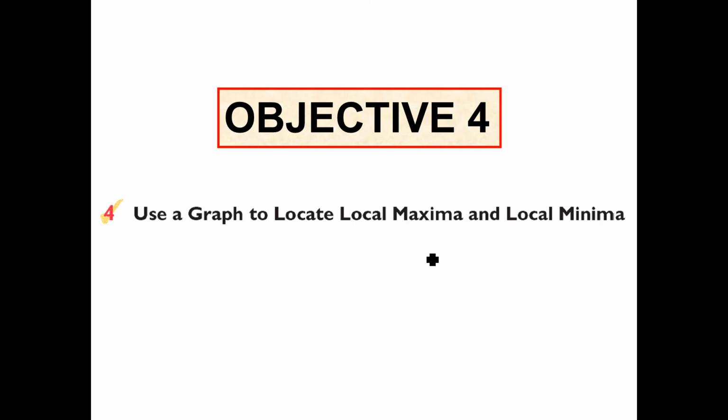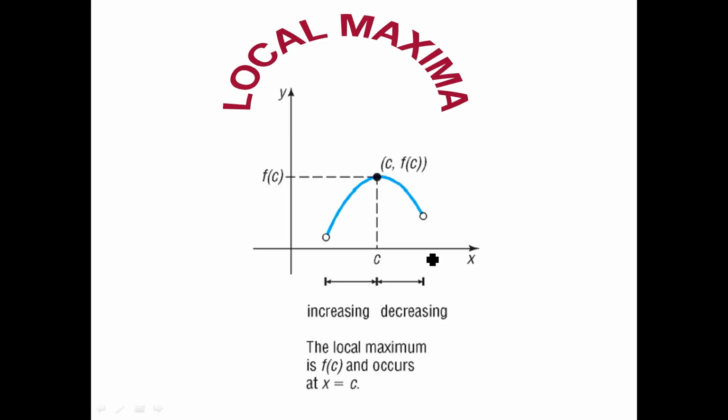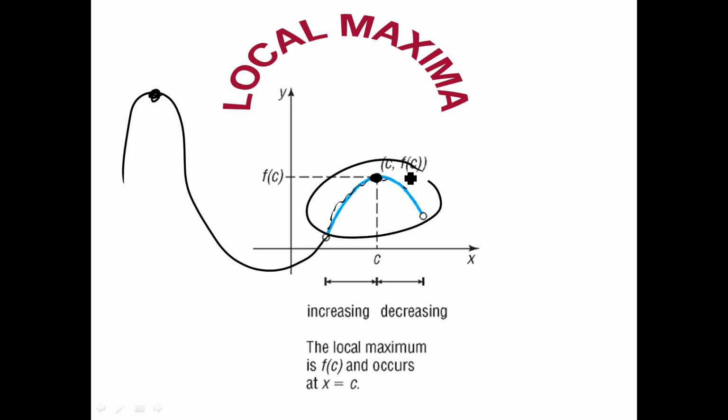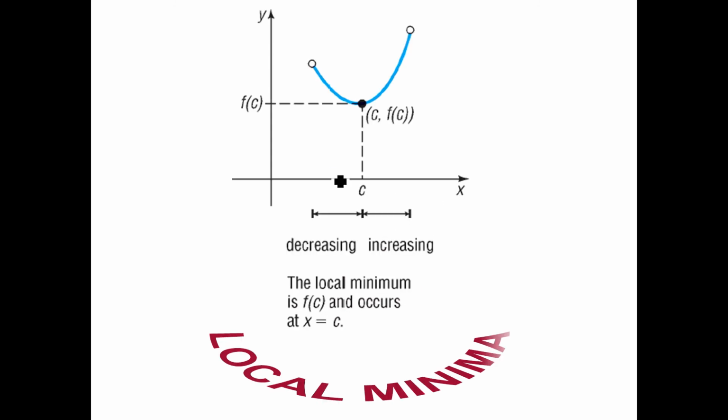Okay, let's try to find the local maxima and local minima of graphs. So a local maxima is the point that's the highest point within some little region. Now this isn't to say that somewhere else we have a higher point. That's fine. We're just saying within a particular region, it's the highest point we can find. Same thing for a local minima, all right?